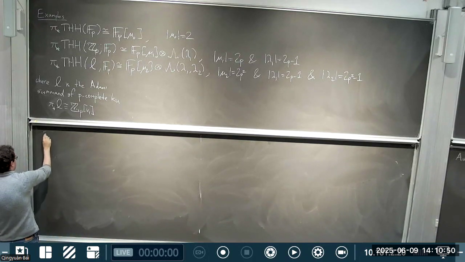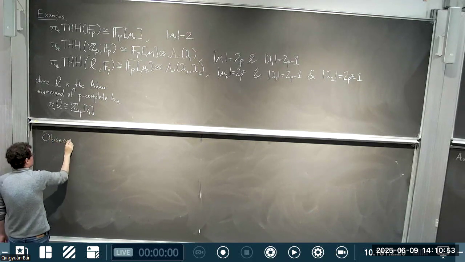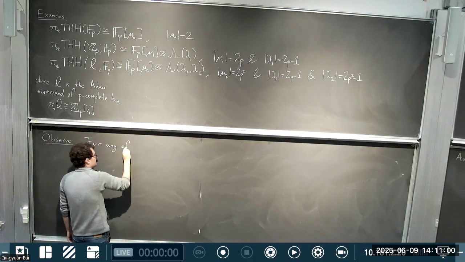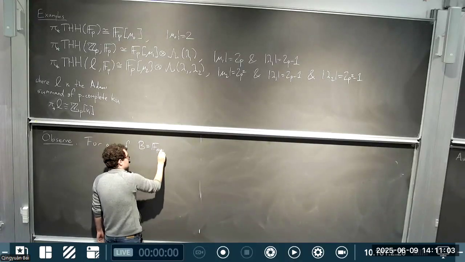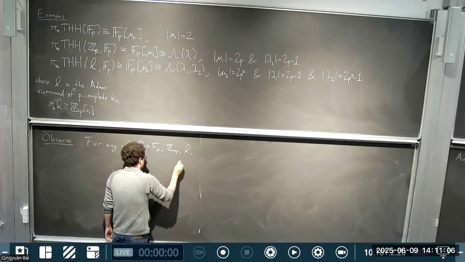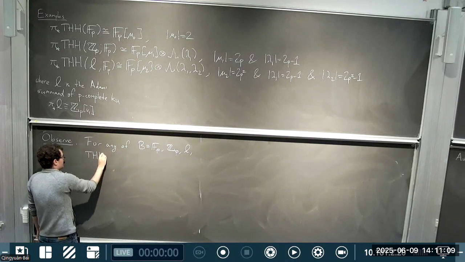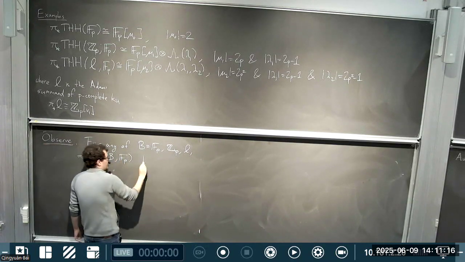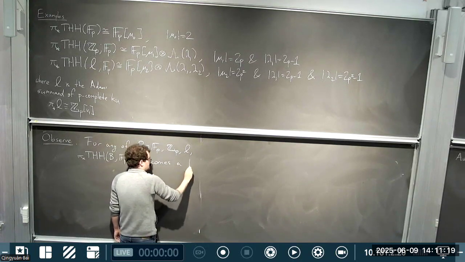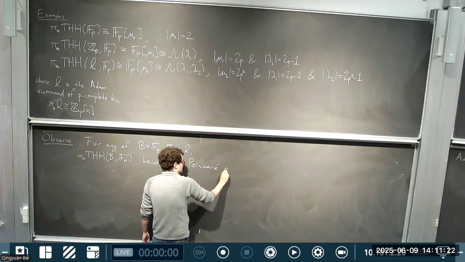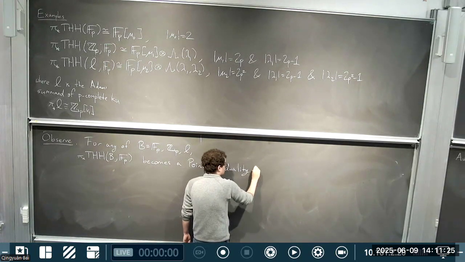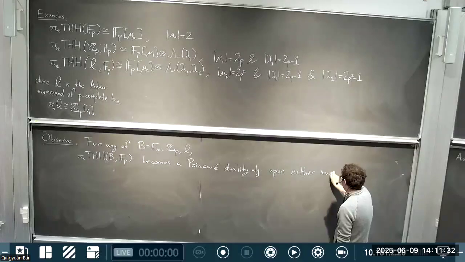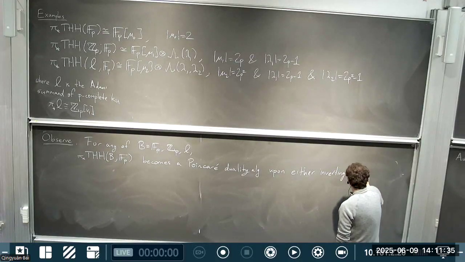Right, I want to just make an observation. For any of these rings, THH with coefficients in F_p becomes a Poincare duality algebra, either inverting mu or killing mu.